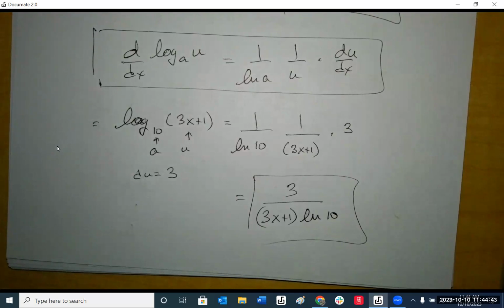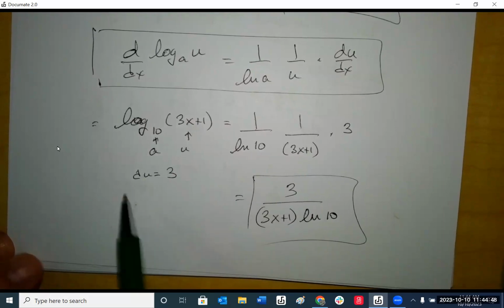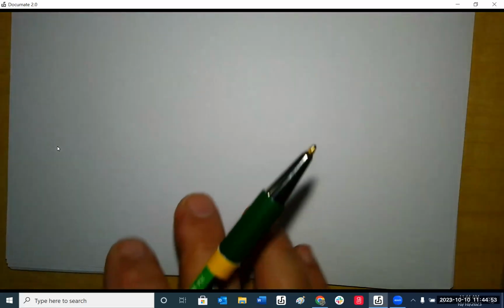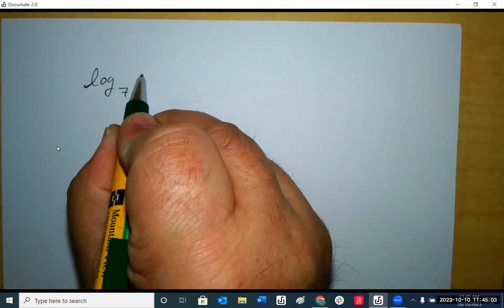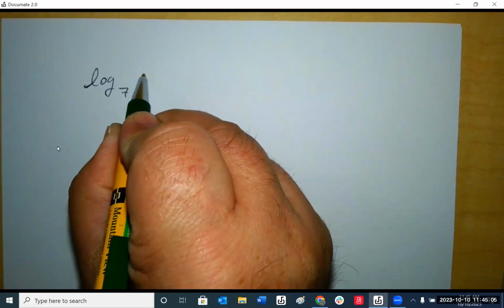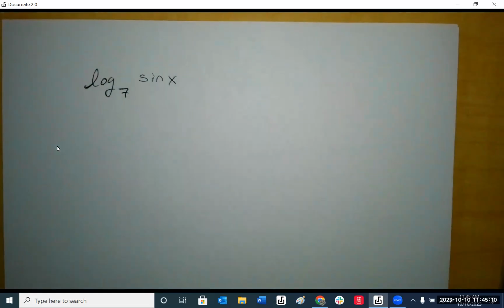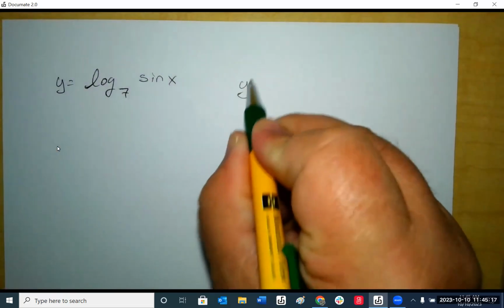So there's no reason going through all the other stuff. It's just label a, label u, take the derivative of u, and just plug them in. Let's do another one like that. Log base 7 of sine x. This equals y. Find y prime.